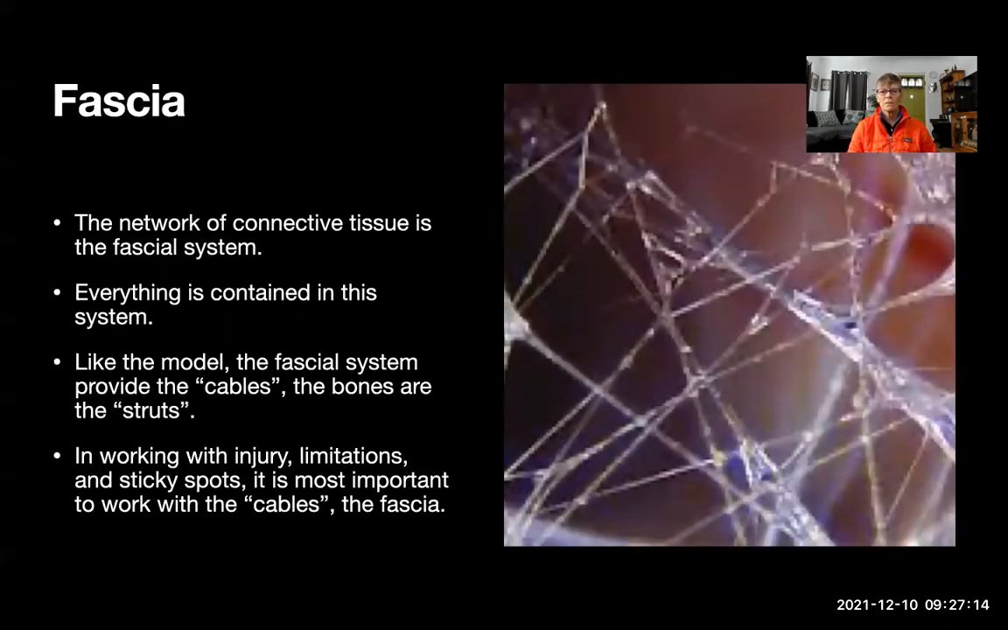This network of connective tissue is our fascial system. Everything is contained in this system. And just like that model, the fascial system provides the cables, the bones, or the struts. In working with any limitations or any movement patterns that are painful, we have to work mostly with the cables, the fascia.